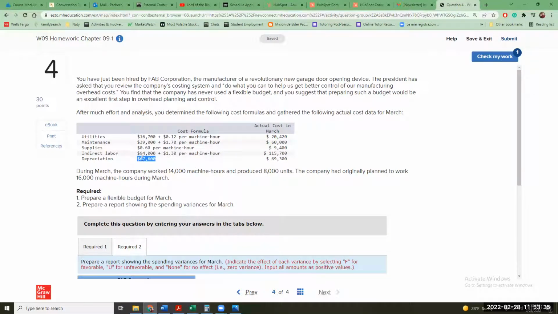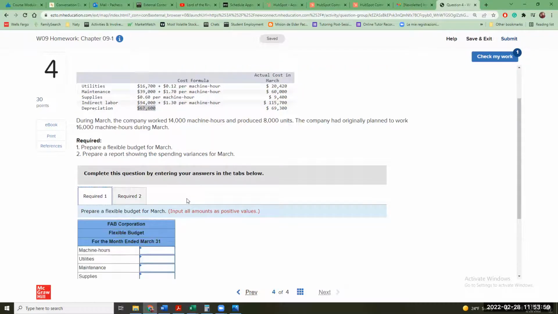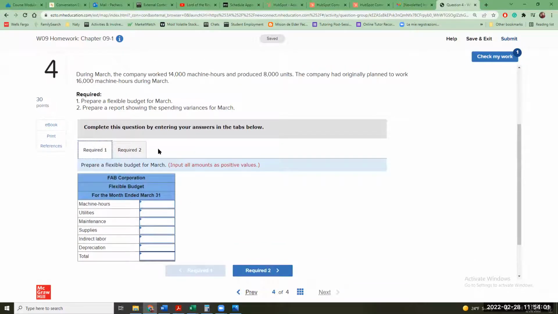They were supposed to spend 67,600, but they spent 69,300. During March, the company worked 14,000 machine hours and produced 8,000 units. The company had originally planned to work 16,000 machine hours during March. So the first thing that we need to do is prepare a flexible budget for March, and then prepare a report showing the spending variances for March.